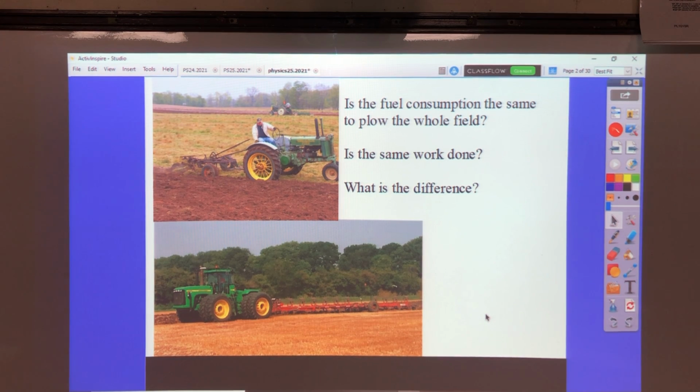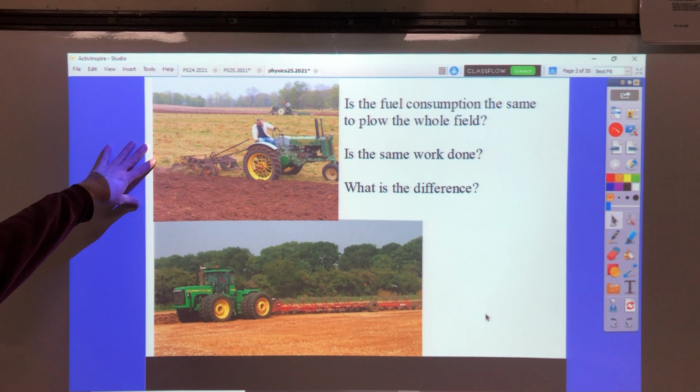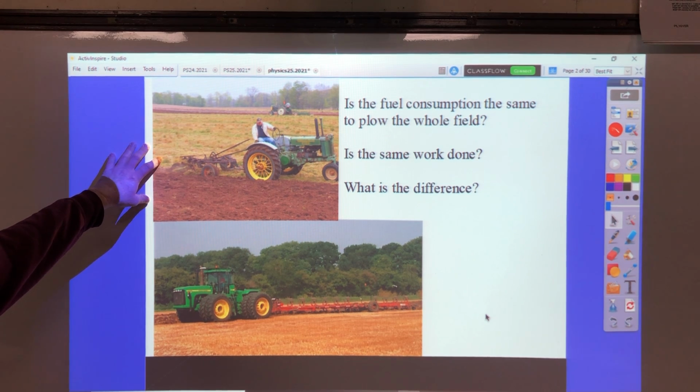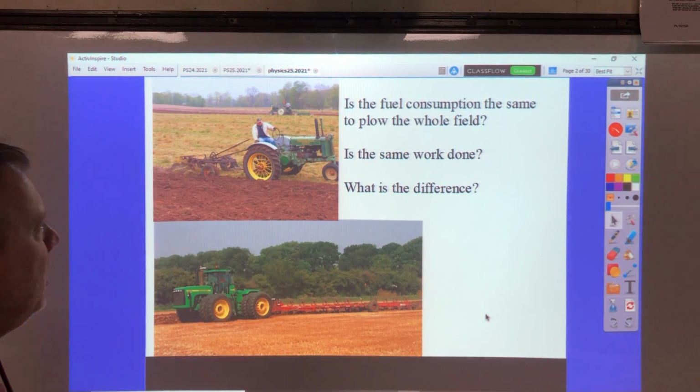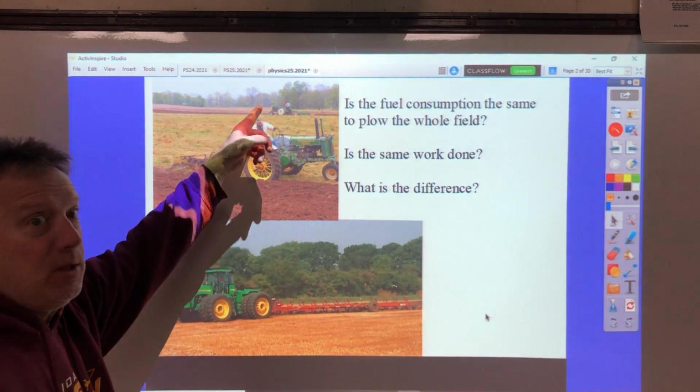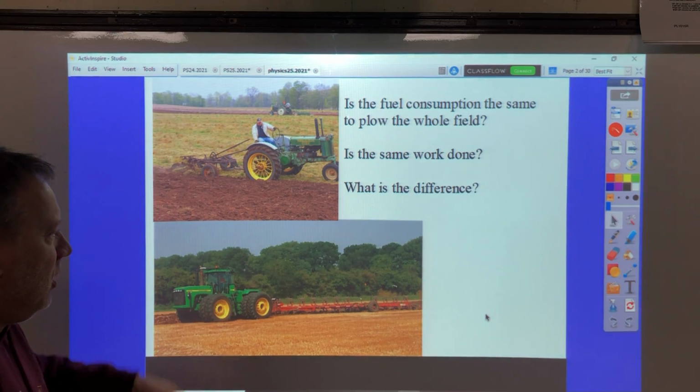Okay, I like to put this picture up and ask a question about it. Is the fuel consumption the same to plow the whole field? Here I've got old classic tractors. Sometimes I like to ask my students who think they know about farming about these tractors, and I always stump them on there. Oh, it's a John Deere. What's that? Okay, what's that one? Anyway, this is John Deere.